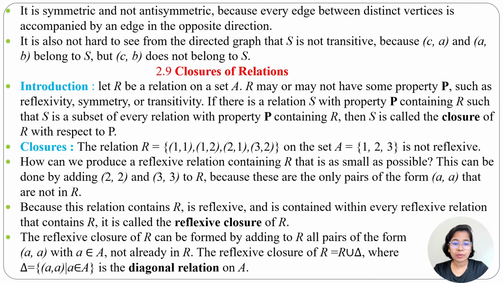So for reflexive closure, we are adding all the diagonal. We can say the closure equals R union the diagonal ordered pairs. Diagonal ordered pairs means (a,a), like (1,1), (2,2), (3,3) in this set are the diagonal ordered pairs.